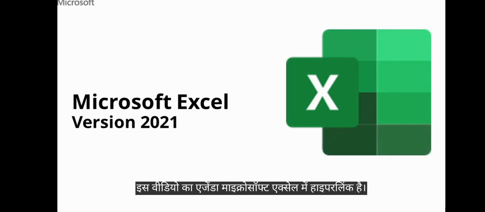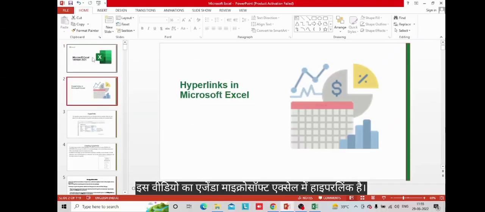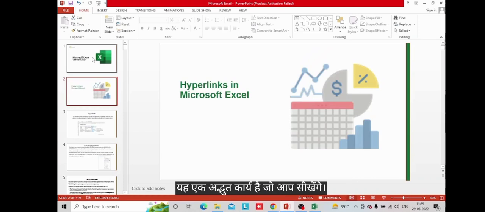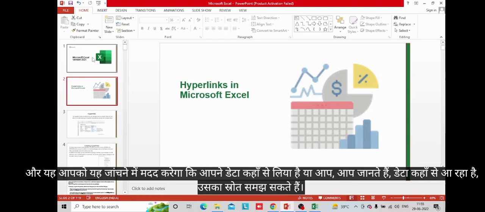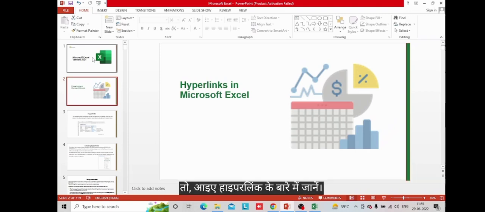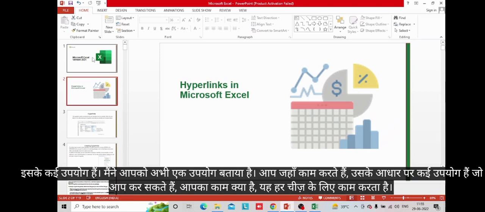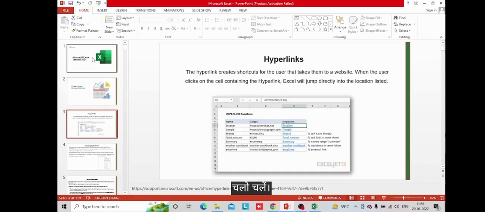The agenda for this video is hyperlinks in Microsoft Excel. This is an amazing function you will learn, and it will help you check from where you have taken the data, or understand the source from where the data is coming. So let's learn about hyperlinks. There are multiple uses; I've just told you one. You can use it in many ways depending on where you work and what your work is around. It works for everything. Let's go. So let's start with hyperlinks.